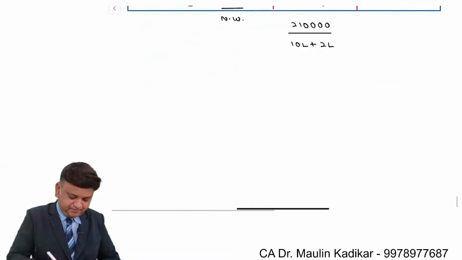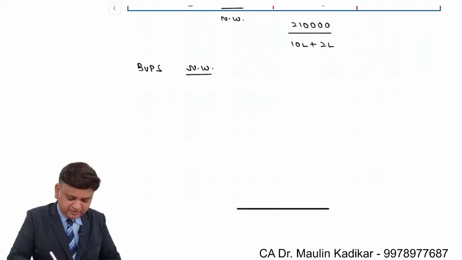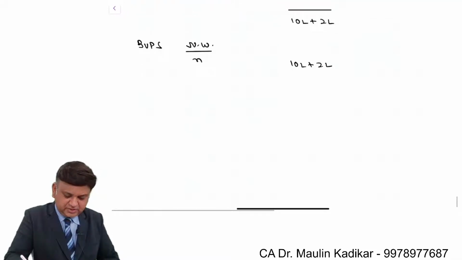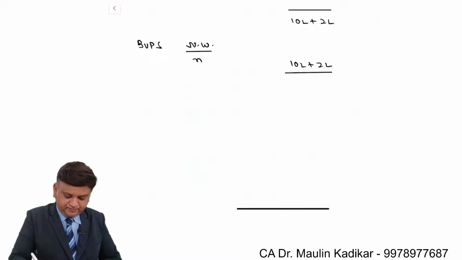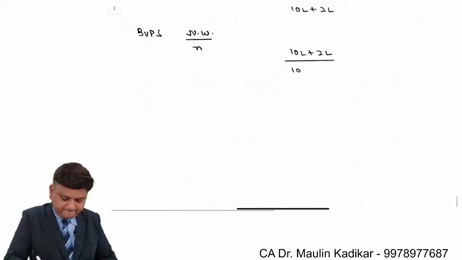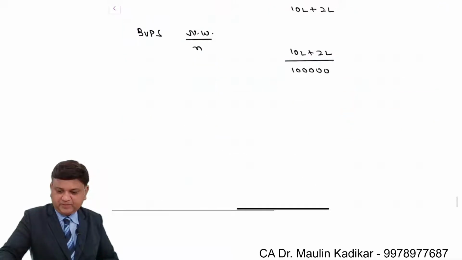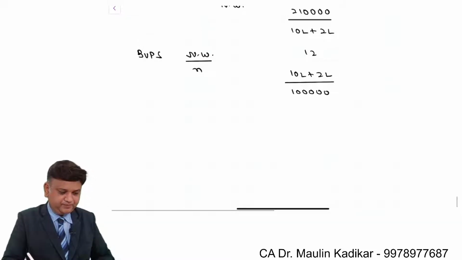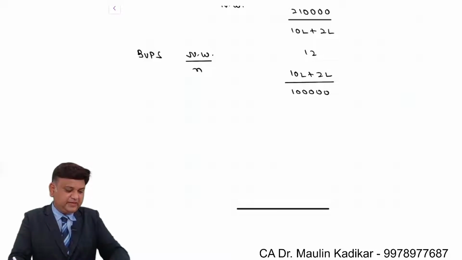Book value per share. It is again net worth divided by number of equity shares. Net worth is 10 lakhs plus 2 lakhs divided by number of equity shares, which are 1 lakh. So 12 upon 1, that comes to 12 rupees per share. This is the way the book value per share can be calculated. It is also what we understand as the intrinsic value per share.